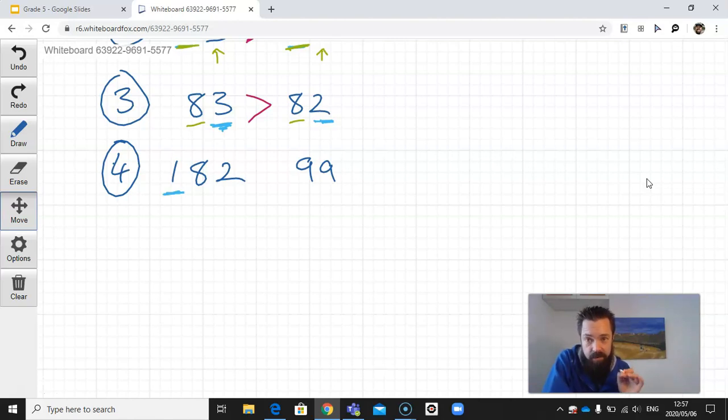So it's my hundreds. The number on the right has no hundreds. We could put in a ghost 0 there. So no hundreds and 9 tens and 9 units, 99. We don't need to do that. But the mere fact that the number on the left has a digit in the hundreds, and the number on the right doesn't, means that that one is the bigger one. So we read that 182 is greater than 99.